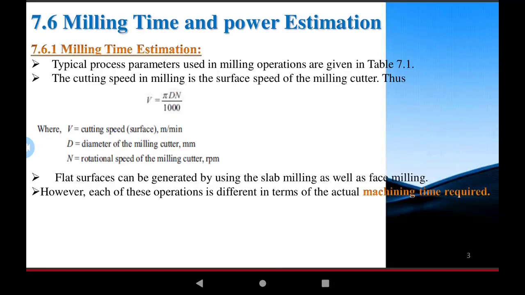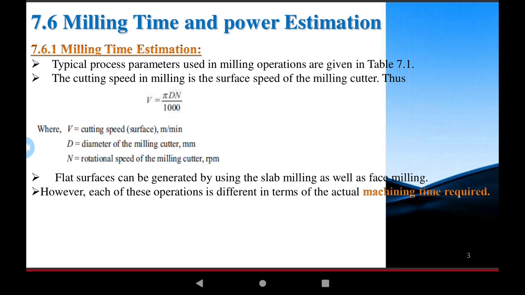Okay, milling time estimation. Suppose the typical process and standard parameters are assumed for these operations. The shaft is rotated, and the milling cutter is also mounted on the milling shaft. For the milling operations, some standard values and assumptions are used. We derive the formula, one of the most important for this production operation.